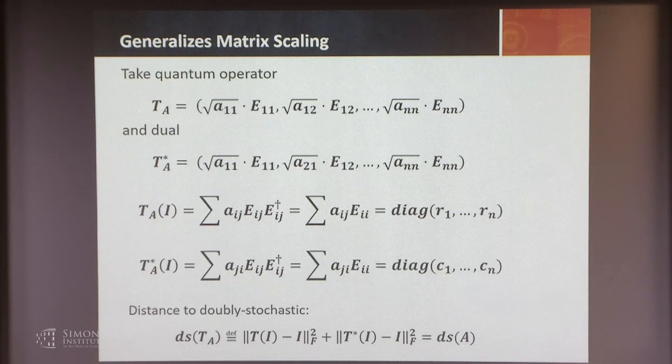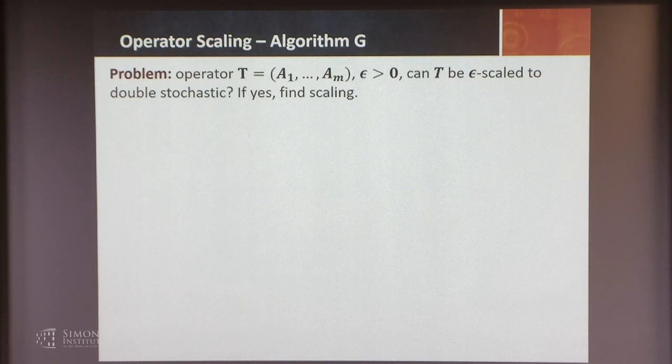Now, okay, so we have our problem. Now let's get to the algorithmic problem. So I give you an operator, which I give you by the vector of matrices, A_1 up to A_m. And let's assume that these matrices now have integer coefficients, and epsilon is bigger than zero. Then can T be epsilon-scaled to doubly stochastic? And if yes, let's find it.